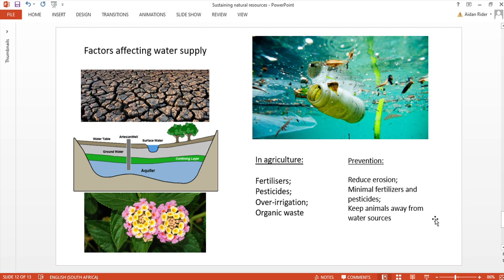Okay, so how can we prevent water pollution? First of all, again, reduce erosion, plant your trees and things. Don't let the soil and all these organic wastes wash away. Then minimal fertilizers and pesticides, don't let them be washed into the oceans. Use only the amount you know will be absorbed by the soil and the plants.